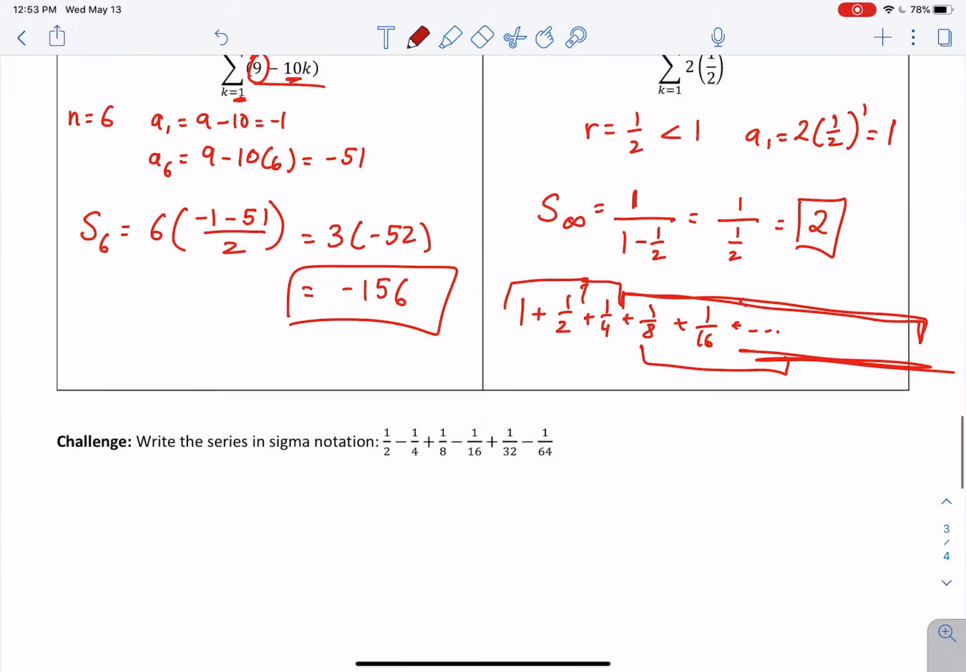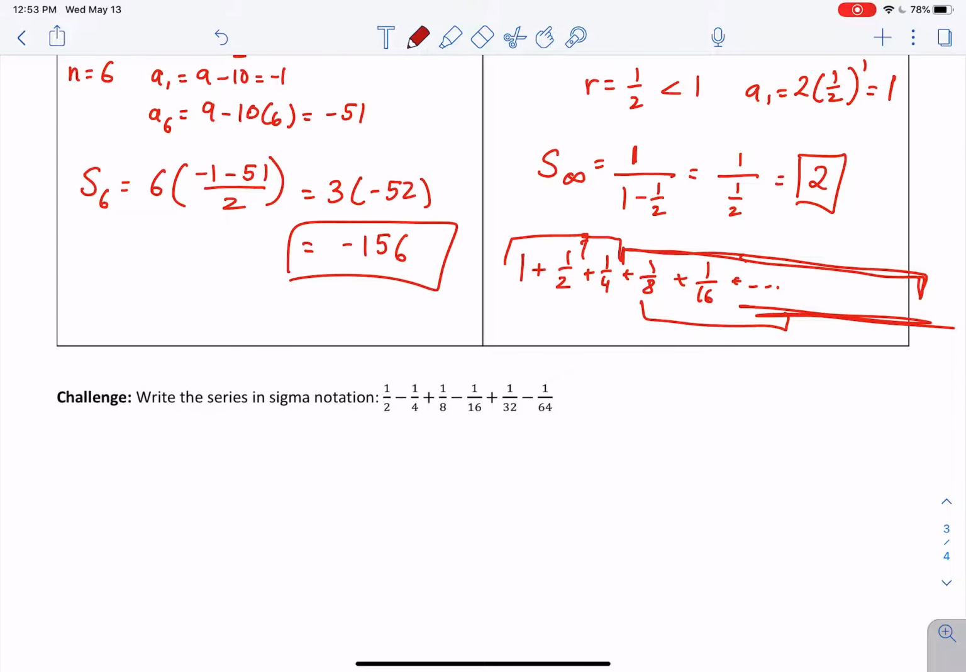Let's do this last one. This is a bit of a challenge. So we have this series to write in sigma notation, which looks fairly simple. If this was 1/2 plus 1/4 plus 1/8 plus 1/16, you can see the pattern really quickly. Right? It's 1 over 2 to some power. But now we have these minus signs every so often. So I want you to think about how would you incorporate the minus sign into your formula so that it alternates to a negative sign. So I'll give you the answer in a bit, but think about it first. Pause the video, think about it, and I'll show you how to do that.